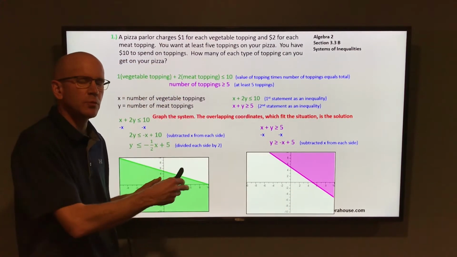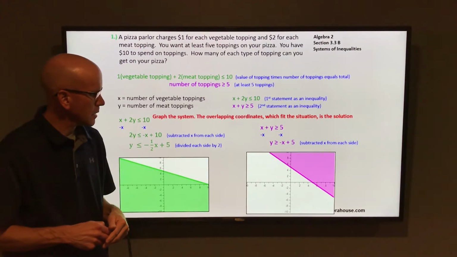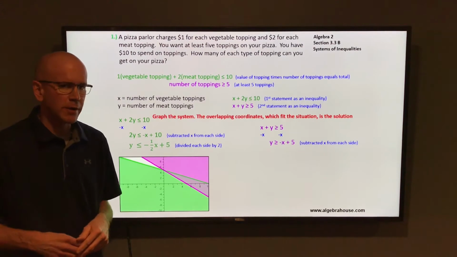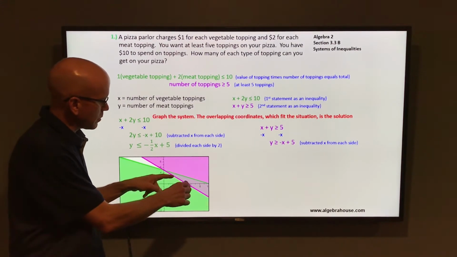But on paper, you want these right on top of one another. That shows the overlap. So if you stack those two inequalities, one right on top of the other, you can see where the overlap is.